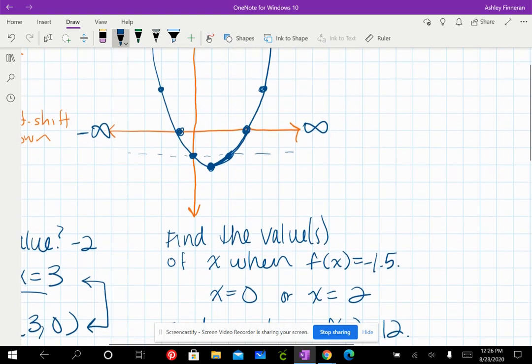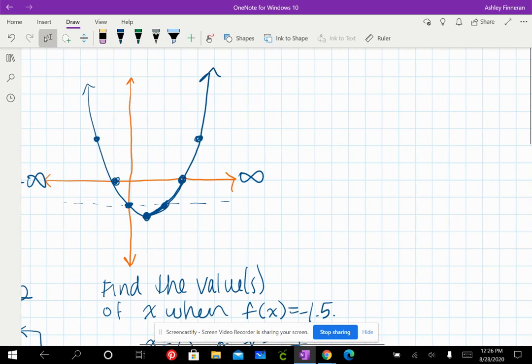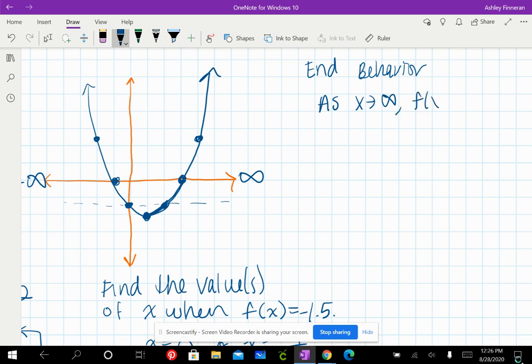All right, let's go back up to the graph. A completely new, I believe, concept for you is something called end behavior. When we describe end behavior, it answers 2 questions. As x goes towards infinity, what happens to the y values? And as x goes towards negative infinity, what happens to the y values? And so what we are answering is basically telling where the ends of the graph are going.